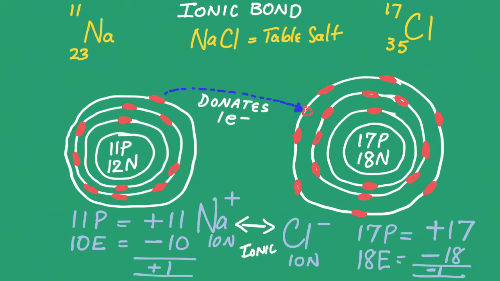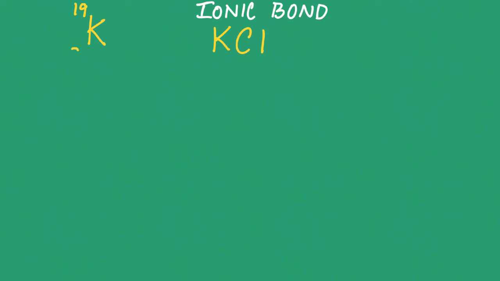The opposites attract, and these 2 ions are held together by an ionic bond, and that's how we get sodium chloride. So let's look at another example of an ionic bond. This time, we'll look at potassium chloride. Potassium has an atomic number of 19 and an atomic mass of 39. Chlorine, as we know, has an atomic number of 17 and atomic mass of 35.